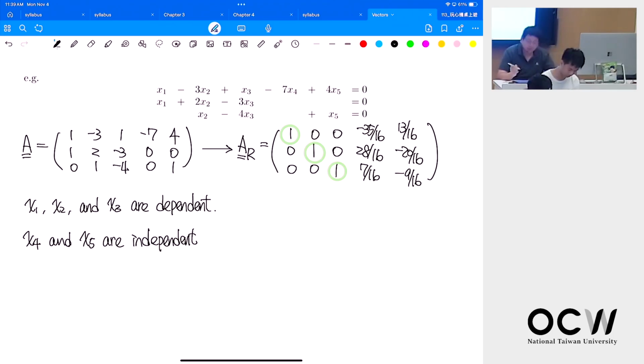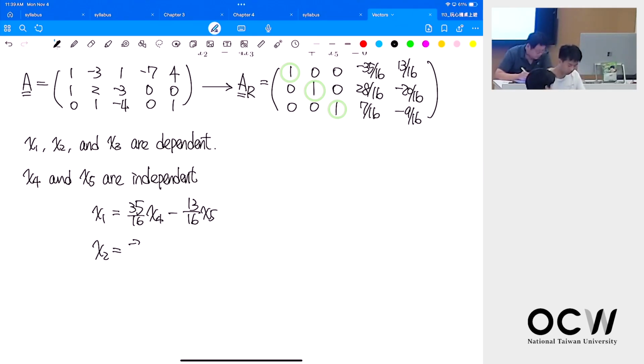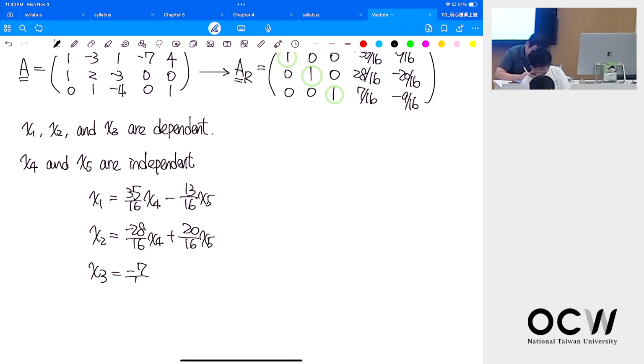When I say x1, x2, and x3 are dependent, that means these three variables depend on x4 and x5, right? You can see that x1 is equal to 35/16 x4 minus 13/16 x5. And x2 is 28/16 x4 plus 20/16 x5. And x3 is minus 7/16 x4 plus 9/16 x5. Okay?